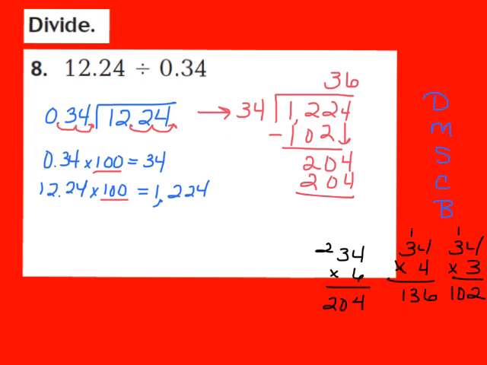And then my next step says to subtract. Well, I know that when I subtract, I'm left with the remainder of 0. So what that tells me is this. I know that 12 and 24 hundredths divided by 34 hundredths is going to give me a quotient of 36.